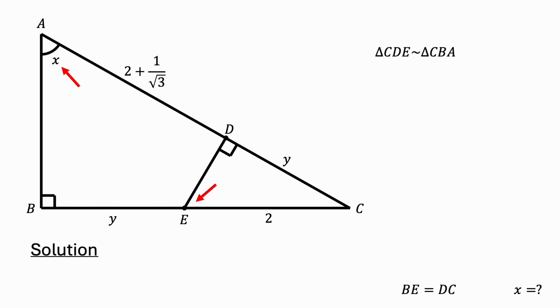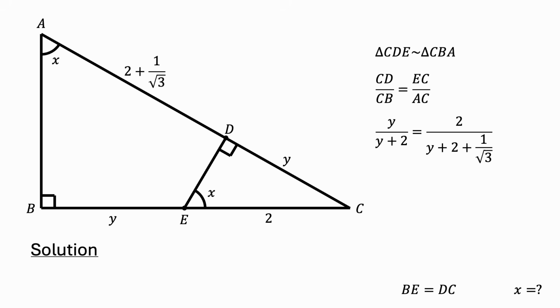Since angle DEC and angle BAC are corresponding angles of similar triangles, we have angle DEC equals angle BAC equals x. Since corresponding sides of similar triangles are proportional, we have CD over CB equals EC over AC. So y over y plus 2 equals 2 over y plus 2 plus 1 over square root 3.